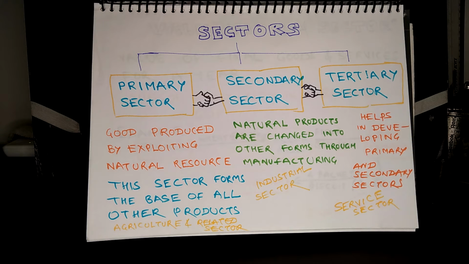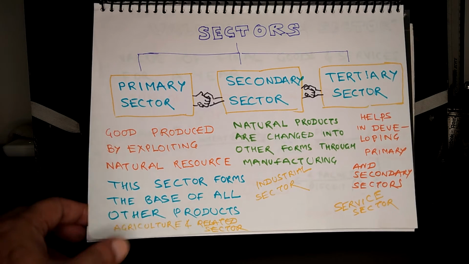Now in case of secondary sector, what happens? The natural products are changed into other forms through manufacturing, so they no longer remain natural. This sector is also called the industrial sector. Then there is a third sector which helps in developing the primary and secondary sector. It facilitates the smooth functioning of primary and secondary sector, and this sector is called the tertiary sector or services sector.